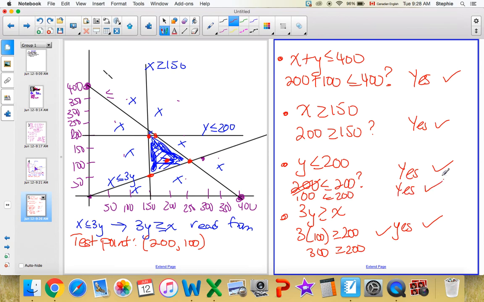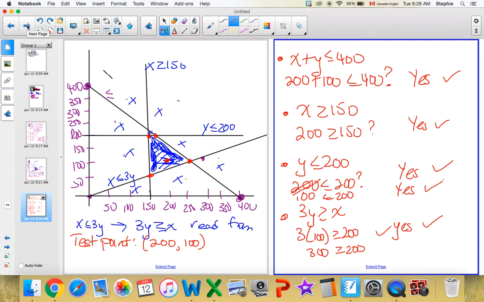Okay, so that was our test point, and because we said yes to every single equation by plugging in the point, then we know this is the good section. By the way, this is also the right way to do those multiple choice questions where they have a bunch of shaded lines and you have to figure out which one it is. You're going to plug in a test point.